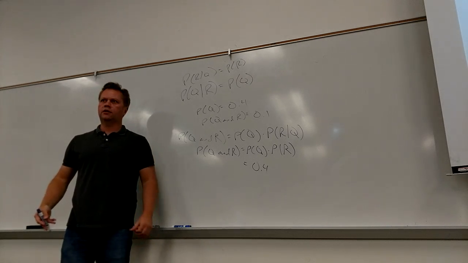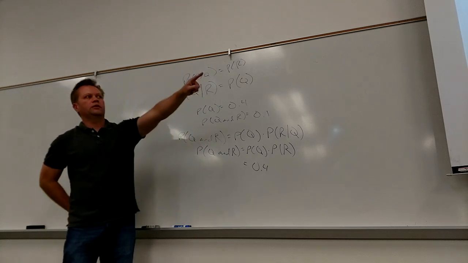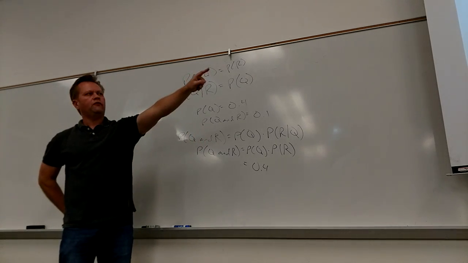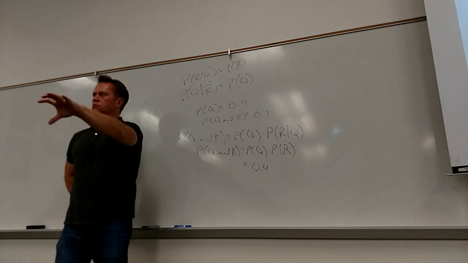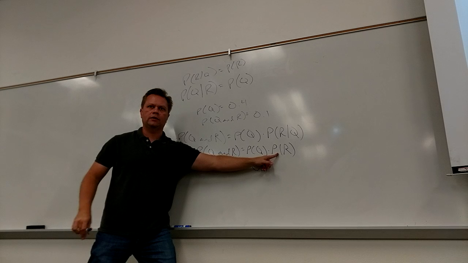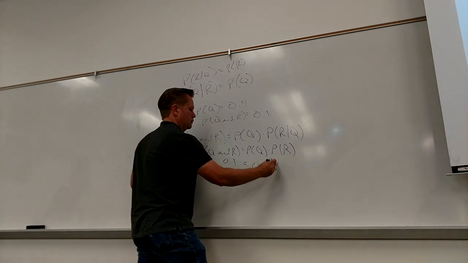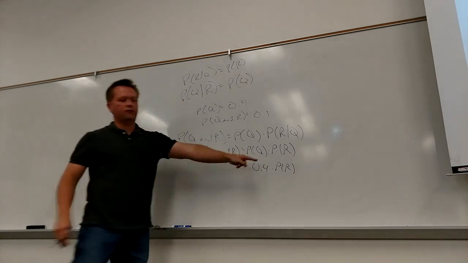I love the way some of you guys are looking at me. So either you write the formula based on what they ask you, or you write formulas based on what they give you. Because that thing might be related to what they ask me, and it is. So now I'm going to put a 0.1 here, equals 0.4 times the probability of R. Now how do I solve for the probability of R?